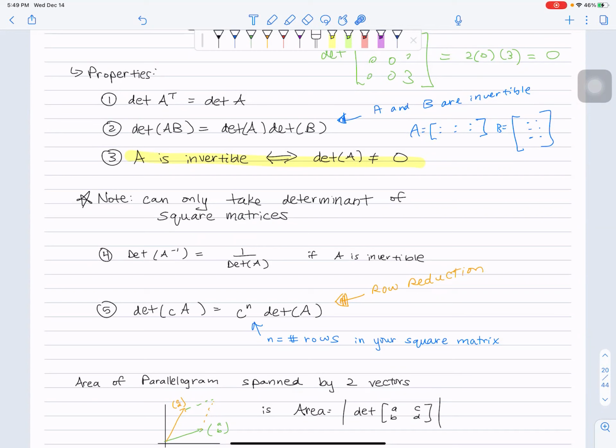So if A and B are different sizes, then you can't use this second property, meaning you can't split it up and say determinant of A times determinant of B is determinant of AB. You have to actually multiply these two together first, get AB, and then take the determinant of AB.